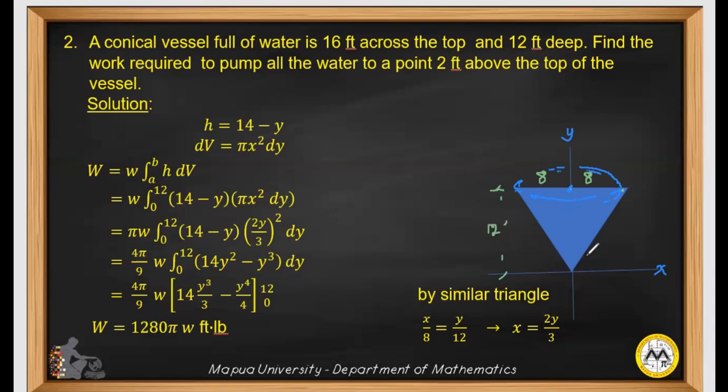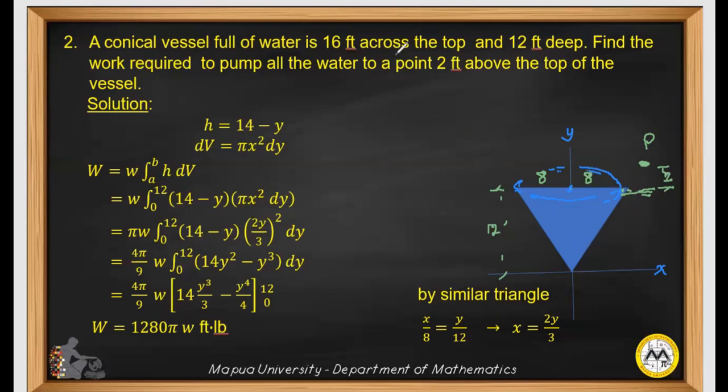We are asked to find the work required to pump all the water in this conical vessel to a point which is 2 feet above the top. If this is the top of the vessel, then we have point P here, which is 2 feet above the top of the vessel.